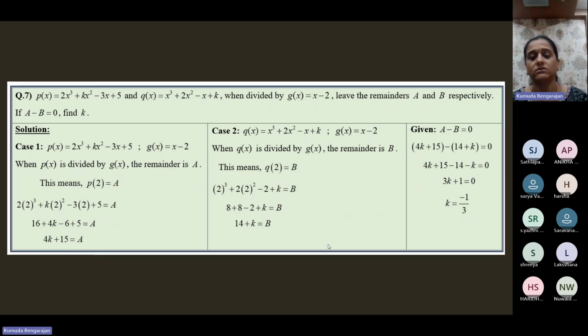Yes, Rahul and others who were not able to do it, please ask me if you have any questions. P of 2 we get because x minus 2 is equal to 0, x is equal to 2. That's how we get 2 here.